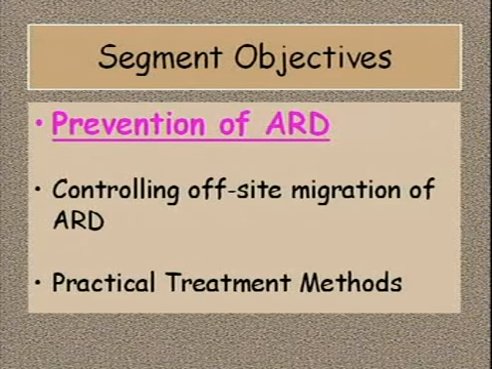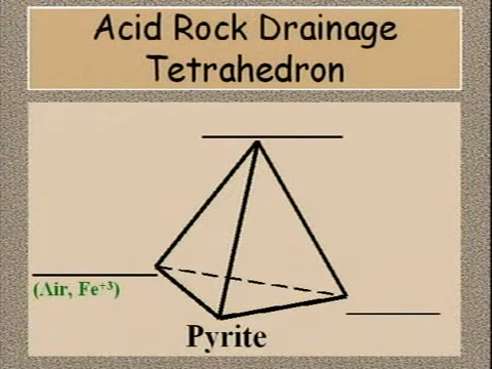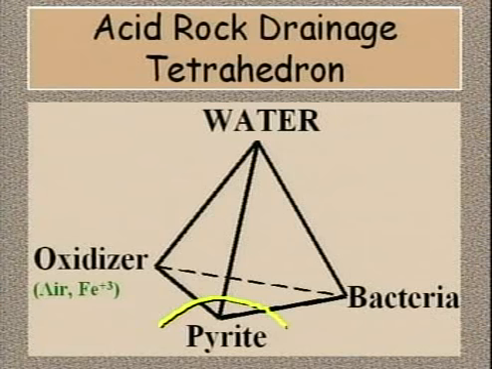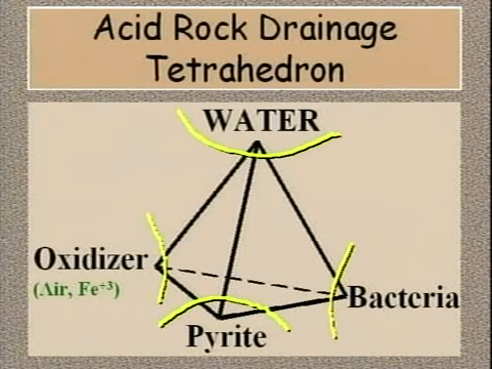Now, let's talk about preventing ARD. Here's the old ARD tetrahedron again, and let's take a minute here to fill in the blanks that are missing. And while you're filling in the blanks, I'd like to reiterate that disrupting this geochemical relationship is the keystone to ARD prevention. First things we may want to do is to cut off the pyrite. We may want to cut off the oxidizers. We may want to cut off the water or cut off the bacteria. All of these things would really be helpful alone or in combination in preventing ARD from forming.